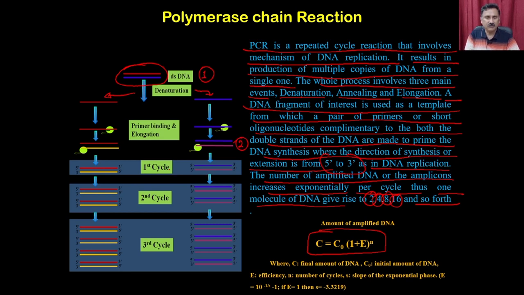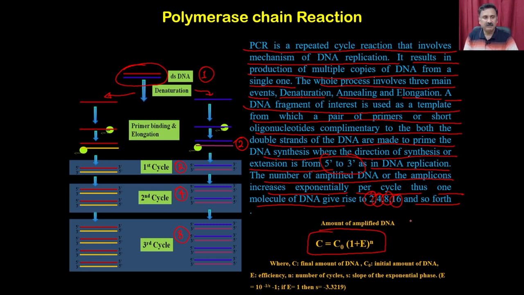So at the end of the first cycle, you're going to have two fragments, one of this and one of this. Now in the second cycle, this one is also going to serve as a template, and this one is also going to serve as a template. And that's how you're going to have four molecules synthesized. And in the third cycle, you're going to have eight synthesized, and so on. So this is going to give you an exponentially increasing number. And that's how the amplification is going to be very high in a few reactions.